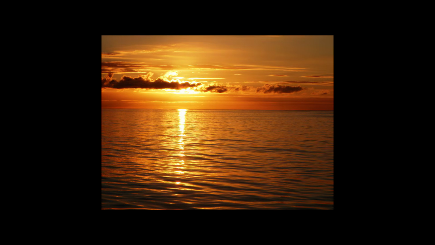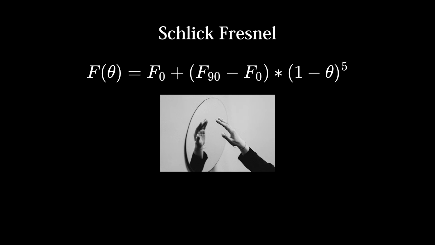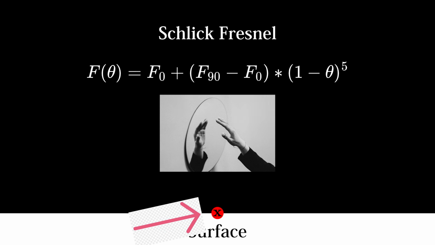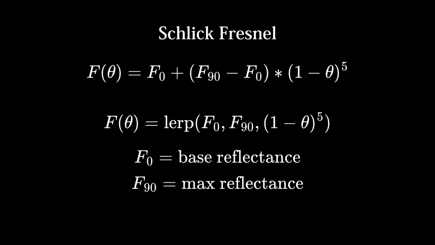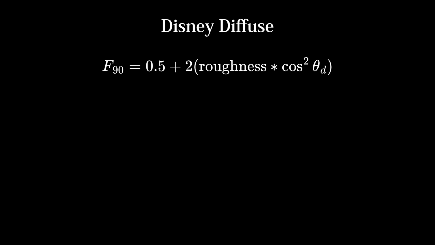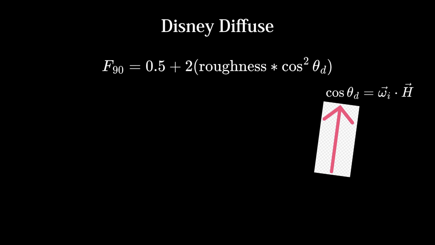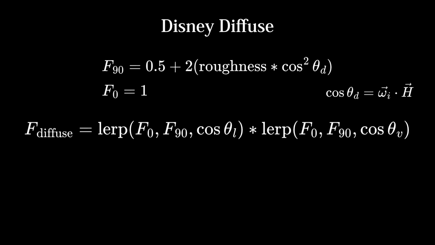The Fresnel approximation everyone uses was invented by Christoph Schlick in 1994, which models how materials exhibit perfect reflectance when viewed at or under 90 degrees. Essentially, the Schlick Fresnel interpolates from the base reflectance a surface exhibits to the maximum reflectance a surface exhibits based on the incident angle. The Disney diffuse calculates the reflectance at 90 degrees from the roughness parameter, and the angle between the light and half vector, sets the base diffuse reflectance to max, and then calculates the Fresnel based on the angles of incidence from the light and view directions.